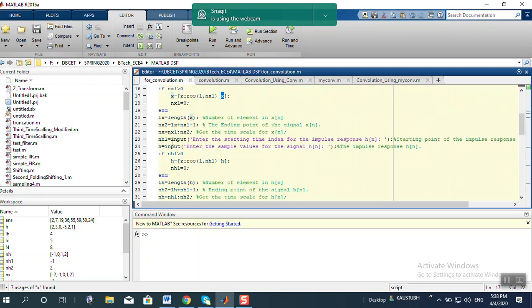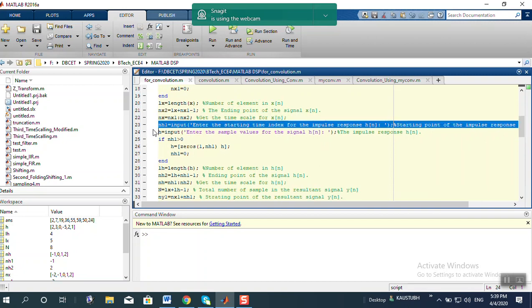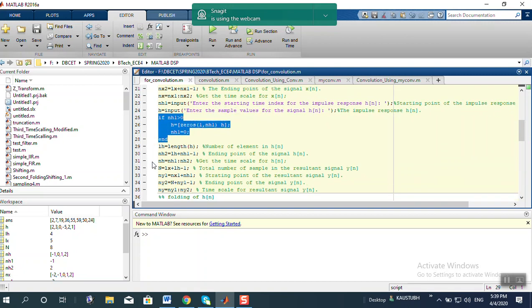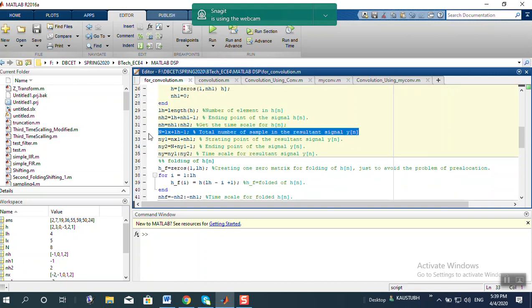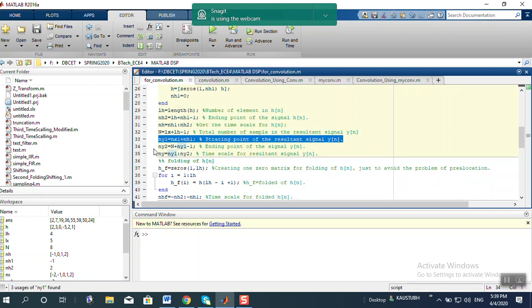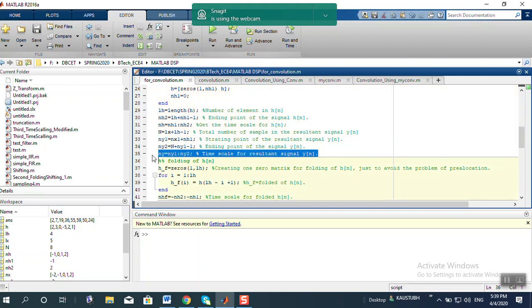Okay, so here is how to calculate the length of x, nx, which we already discussed. Then similarly nh1 for h, again the same concept. If nh1 is greater than 0, then that many zeros will be incorporated to make the signal start at 0 with the value 0. Then the length of h, the ending time index, the time scale, then the total number of samples in y, the starting time of y, the ending time of y, and the time scale of y.